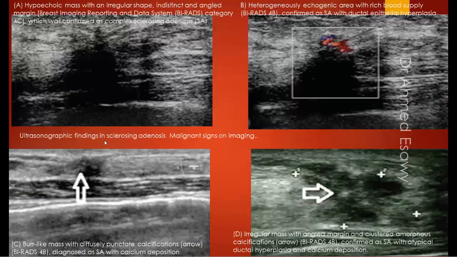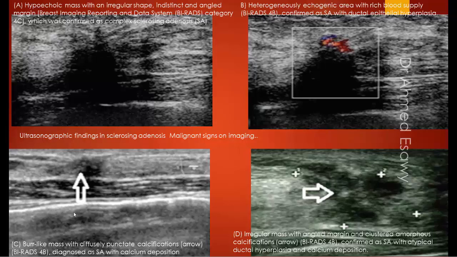These are ultrasonographic findings in sclerosing adenosis, and malignant signs may be seen in these cases. Firstly, a hypoechoic mass with an irregular shape and distinct angled margin. This is reported as BI-RADS 4C, confirmed by biopsy as complex sclerosing adenosis. Next case, a heterogeneously dense echogenic area with rich blood supply, scored as BI-RADS 4B, confirmed as sclerosing adenosis with ductal epithelial hyperplasia.